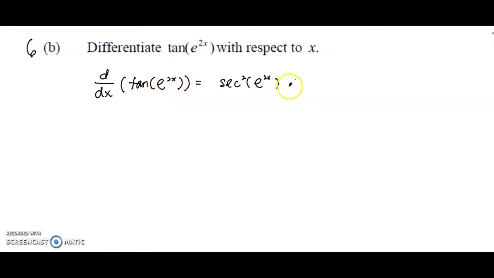After that, multiply by the derivative of the inner function, which is your e power of 2x. How do you differentiate exponential? For e power of 2x, you need to differentiate the power first. That is 2. Differentiate 2x, you have 2. And then copy back itself, that is your e power of 2x. Then we rearrange it, you will get your answer. Alright.